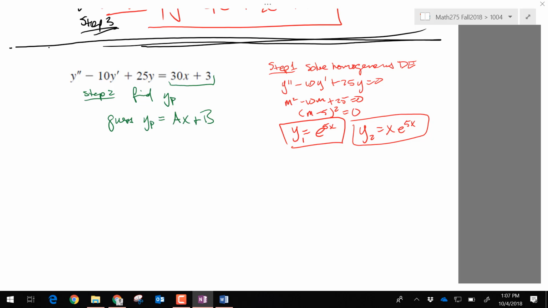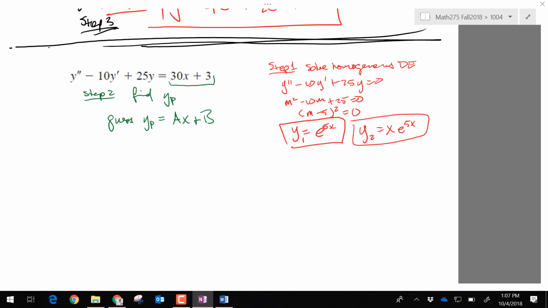That's the pattern that we're going to see here, is that whatever's on the right-hand side of the non-homogeneous equation, your guess for y sub p is going to be pretty much that same type of function. So 30x plus 3 is a linear function. So Edgar's guess was a linear function for y sub p. And so why don't we let y sub p equal ax plus b, and then we'll hopefully be able to solve for A and B. So that's the deal.